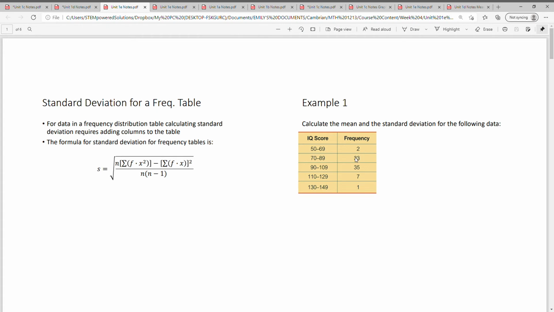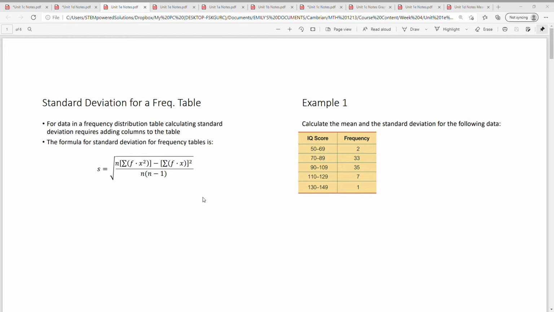Example 1. Calculate the mean and the standard deviation for the following data. Alright, so I've copied that table over onto this Word document, and I've separated the lower class limits and the upper class limits into two different columns. So we have 50, 69, 70, 89, 90, 109, 110, 129, 130, and 149. And then I found the midpoints.